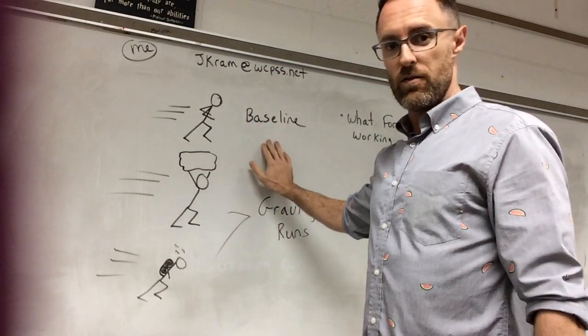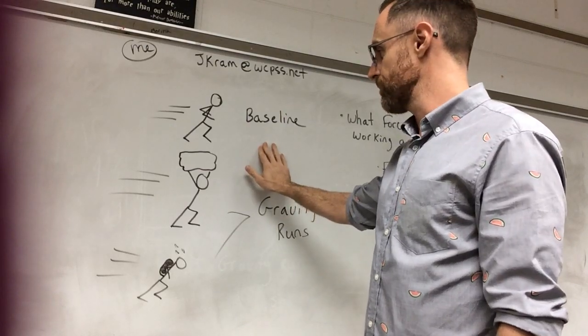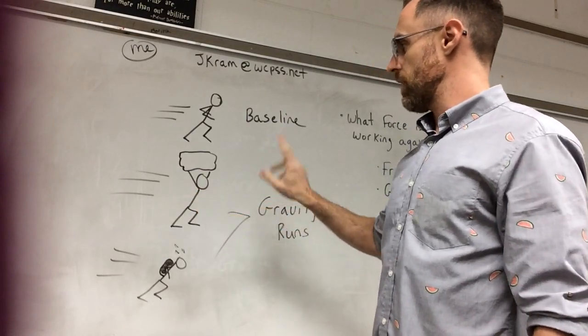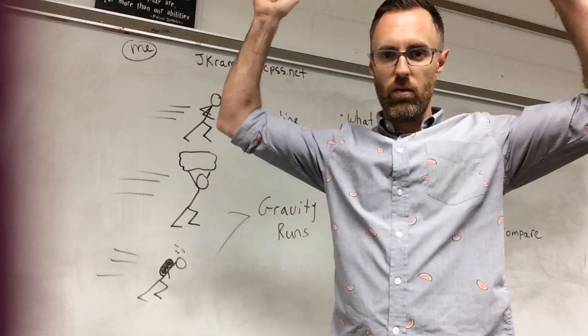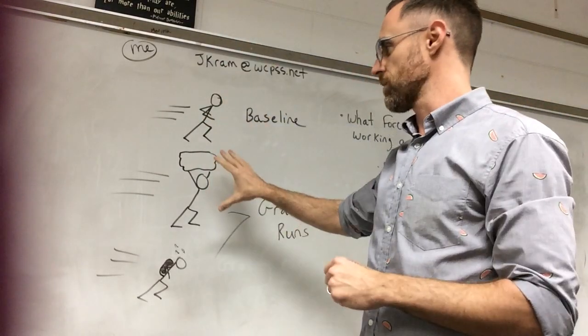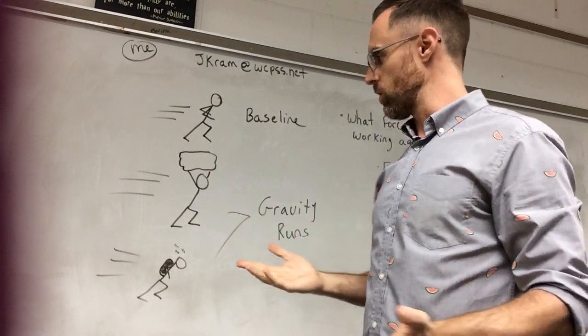Run number 1, the baseline run. Just them running as fast as they can. Record that on a piece of paper. The second run, this nice drawing here has the kid holding a pillow above their head. What I want them to do is just increase their mass by a slight amount. A pillow will do that.